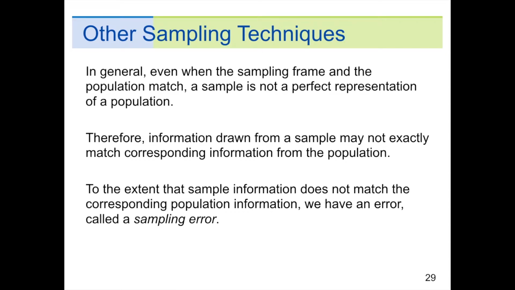In general, even when the sampling frame and the population match, a sample is not a perfect representation of a population. Therefore, information drawn from a sample may not exactly match the corresponding information from the population. So that's what we were talking about last class that Tyler brought up.